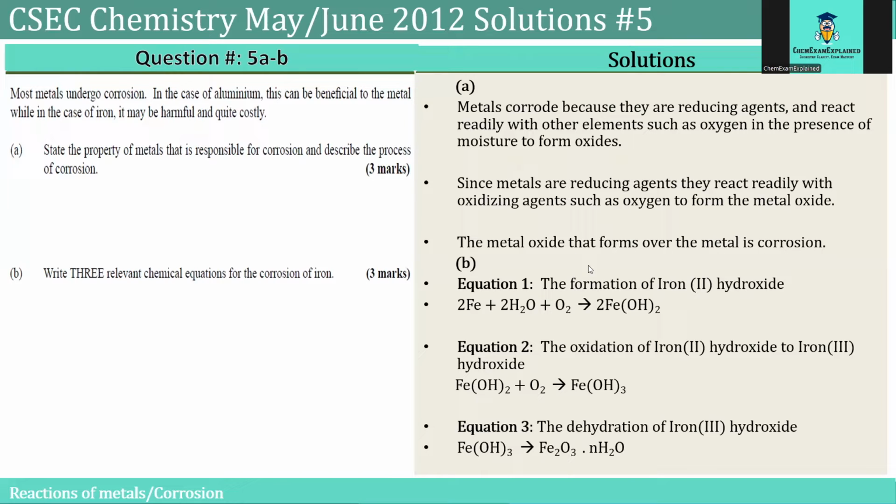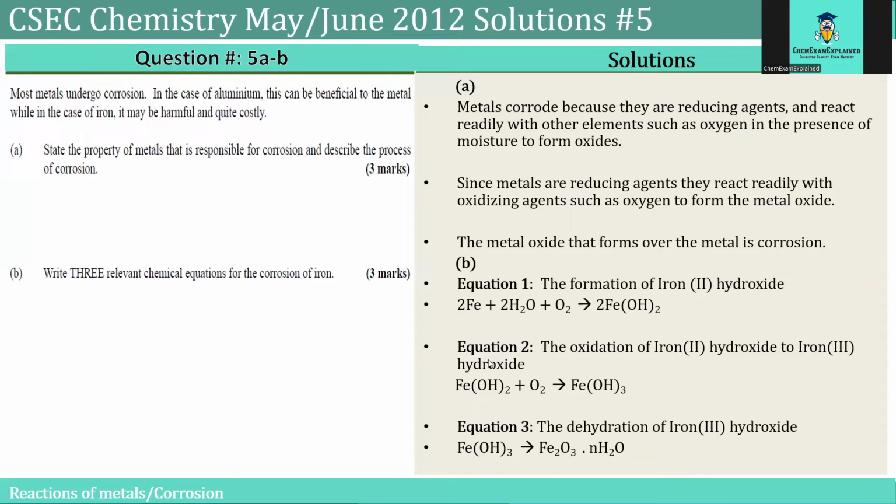Part B. Write 3 relevant chemical equations for the corrosion of iron. So the first equation will show the formation of iron 2 hydroxide. So in order for corrosion to occur, you need the metal, you need moisture or water, and you need oxygen. So these would react to form iron 2 hydroxide.